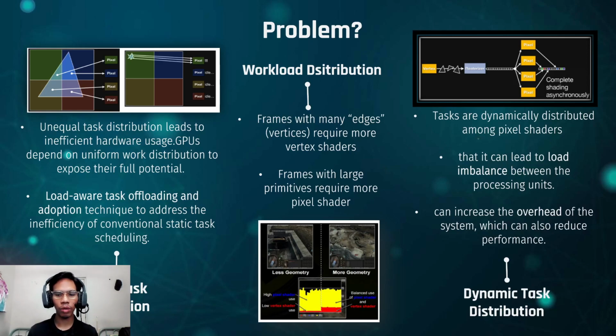Finally, there is dynamic task distribution, that is, tasks are dynamically distributed among pixel shaders. That can lead to load imbalance between the processing units and can increase the overhead of the system, which can also reduce the performance of the computer itself.